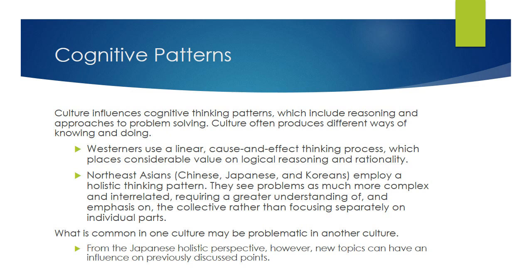Culture influences cognitive thinking patterns, which include reasoning and approaches to problem solving. Culture often produces different ways of knowing and doing. Westerners use a linear cause and effect thinking process, which places considerable value on logical reasoning and rationality. Northeast Asians, i.e., the Chinese, Japanese, and Koreans, employ a more holistic thinking pattern. They see problems as much more complex and interrelated, requiring a greater understanding of and emphasis on the collective rather than focusing separately on individual parts.